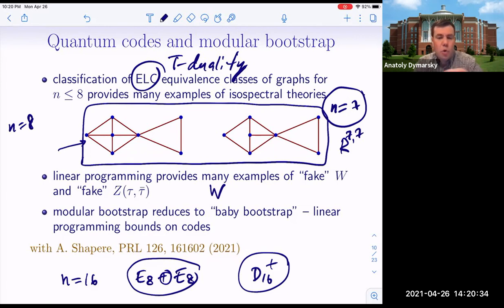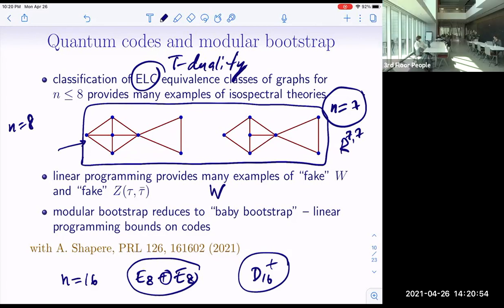And by connecting them to codes and enumerating codes, which is an algebraic thing, it's much simpler than enumerating in Narain theories, we can produce a lot of those isospectral examples. So this is one first application of this connection between codes and CFTs.